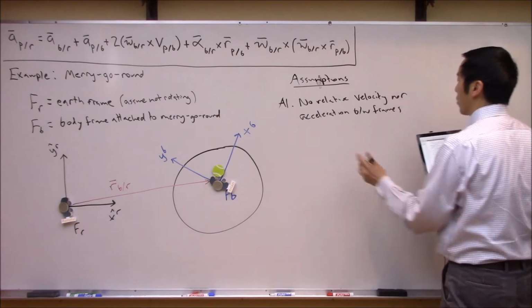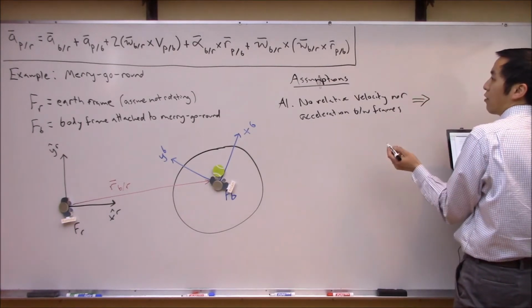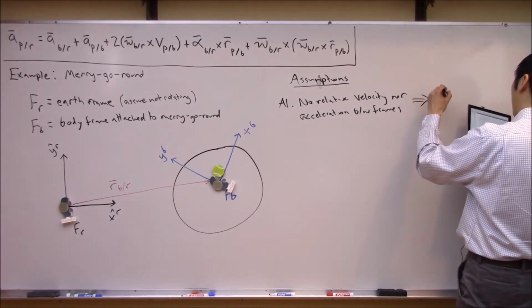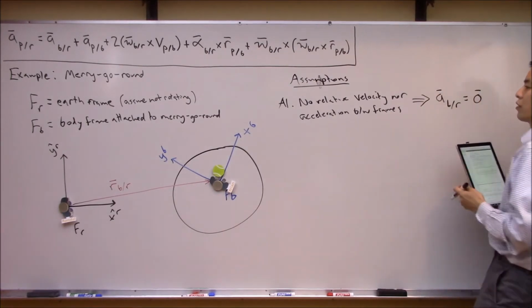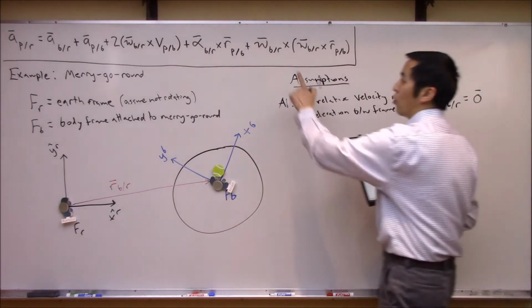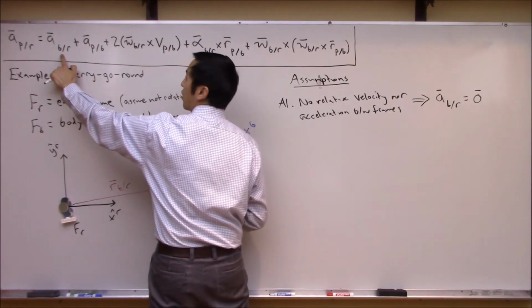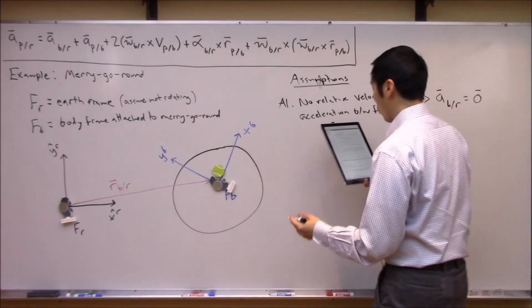So mathematically, what's the consequence of this? This is basically saying that the acceleration of B with respect to R is a big fat 0 vector here, right? That term right here is a big fat 0. Good, so that's going to go away. What else can we assume here?